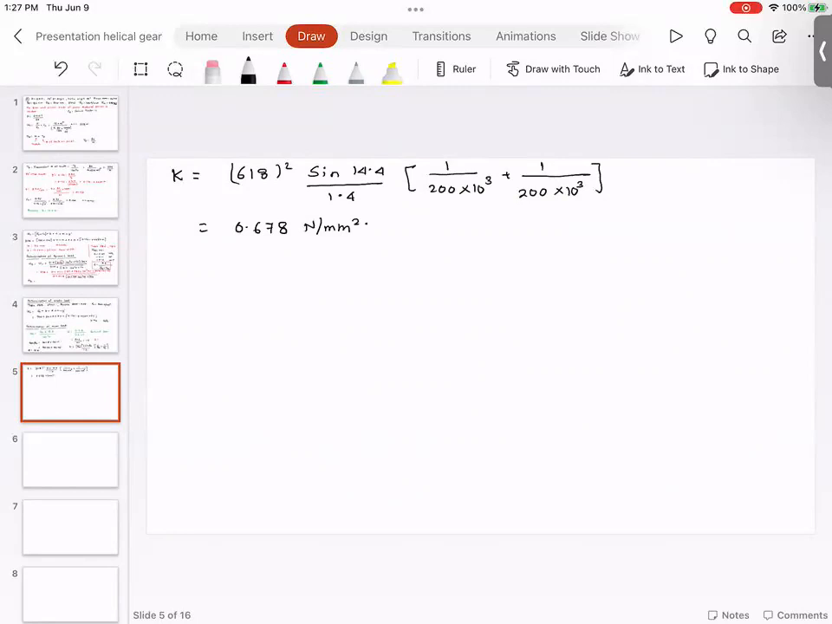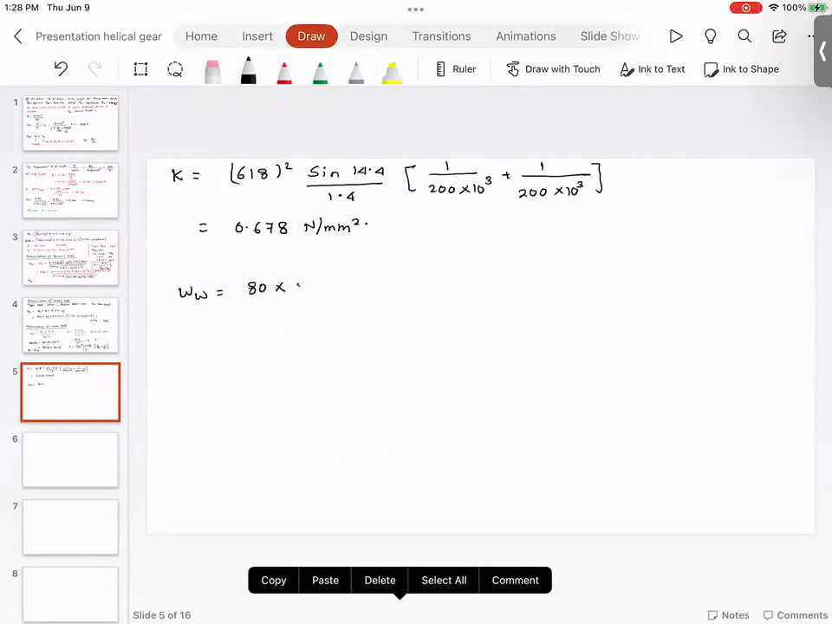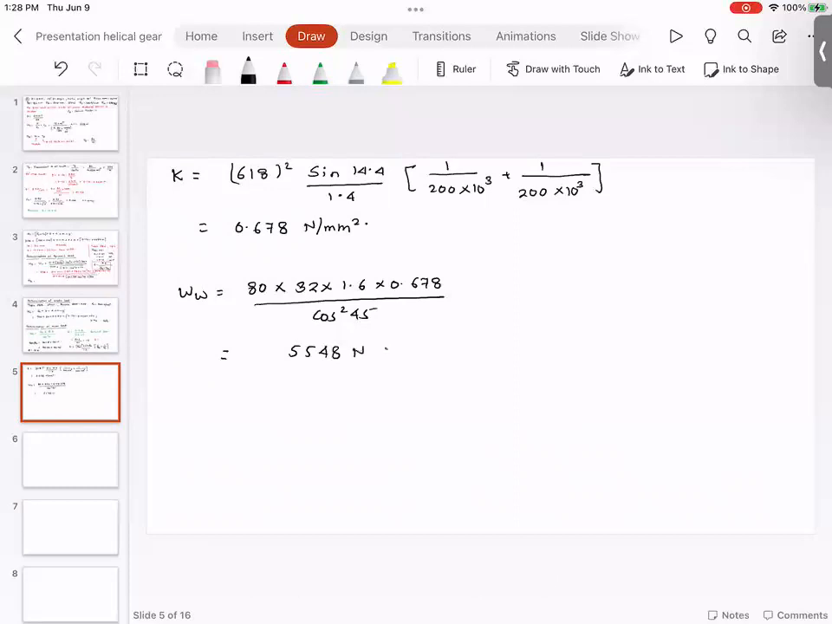Then substitute 80 times 32, 2.6, 0.678 divided by cosine square 45. So this answer I calculated, 5.5 kilonewtons, that is greater than WD. So at this point, gear design is done.